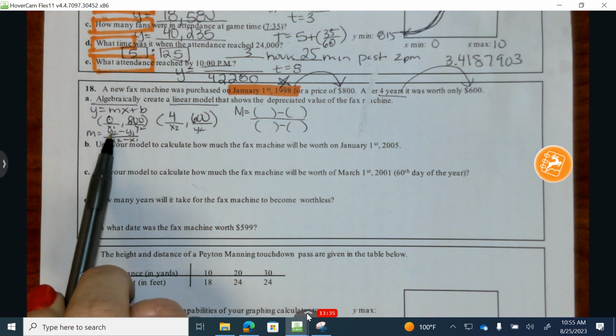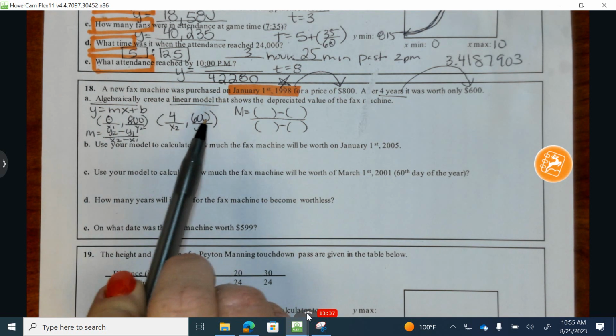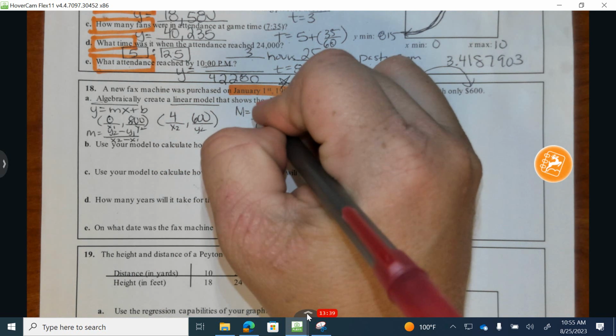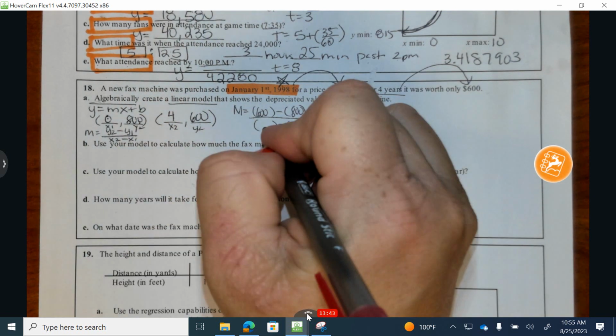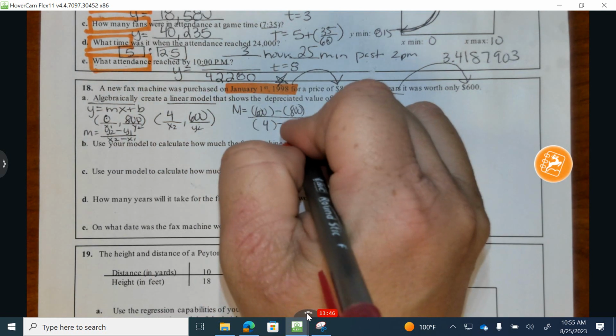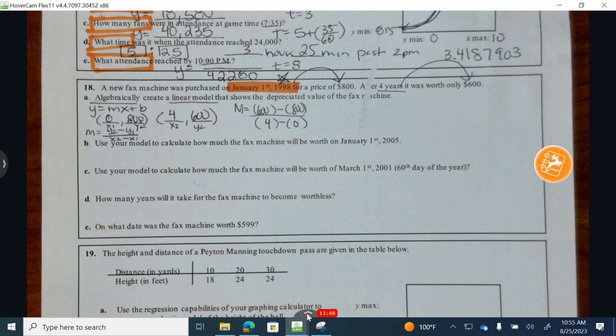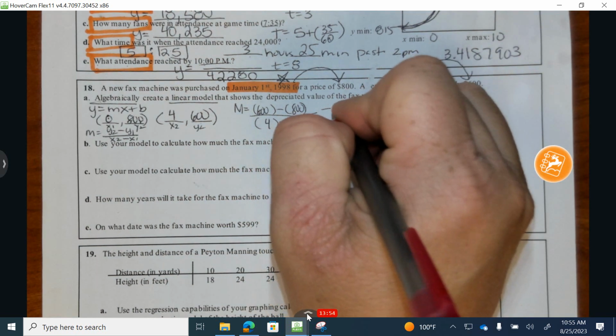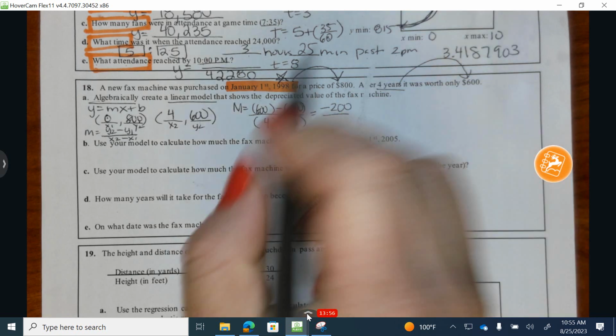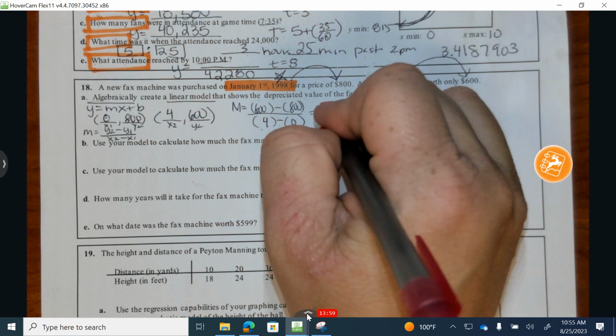And then I'm going to plug them in. Okay, y2 minus y1. y2 is 600. y1 is 800. x2 is 4. x1 is 0. 600 minus 800 is negative 200. 4 minus 0 is 4.